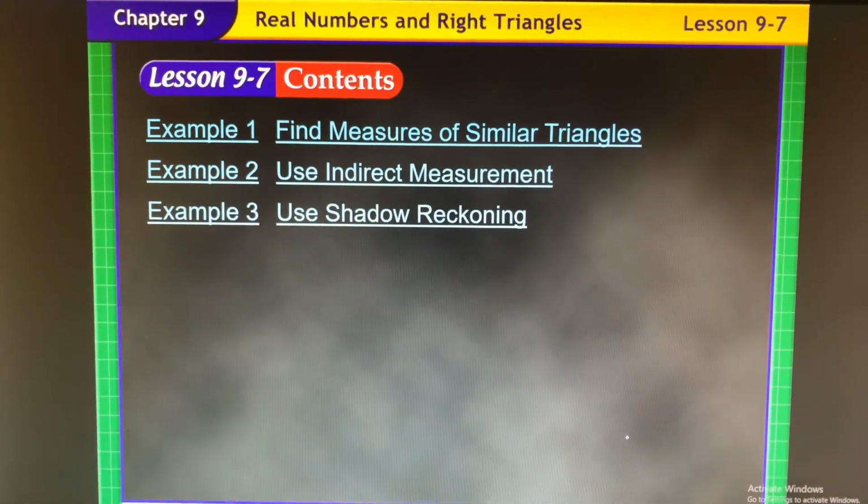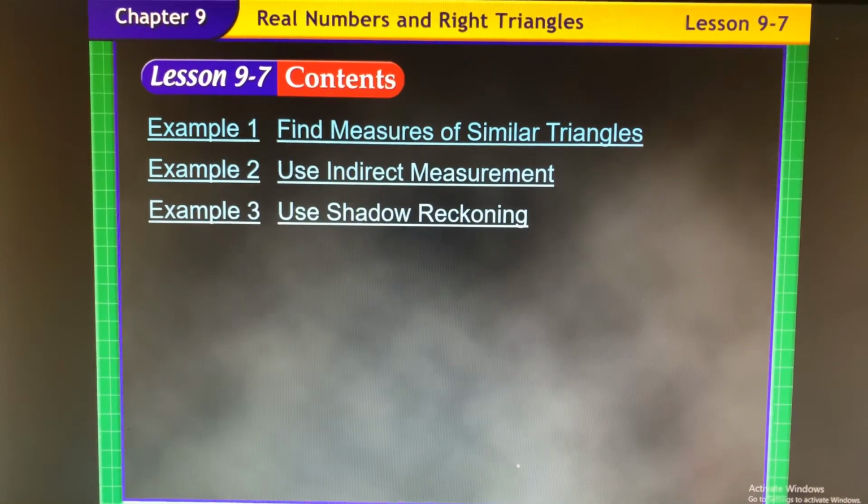This is the last section for chapter 9. It's a pretty short chapter, so it would have been easy for us to get through and test and be done with it. But that might not happen.